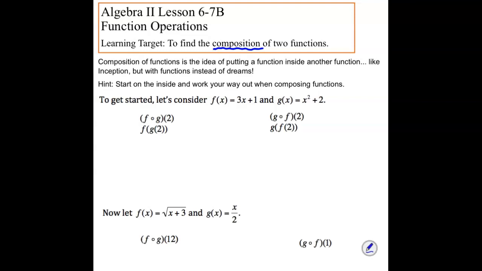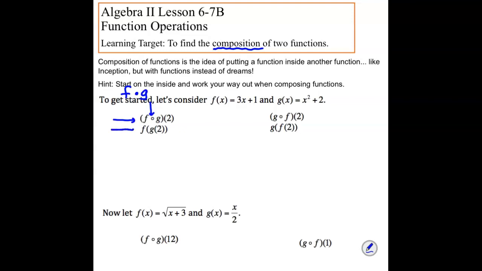To get started, let's consider function f being 3x plus 1 and function g being x squared plus 2. The first thing to notice is this notation. When you see this little open circle here, it means you're doing a composition. It is different from multiplication. Multiplication has a little solid dot. This is an open circle. All right, and this tells me we're doing a composition, f of g of 2.